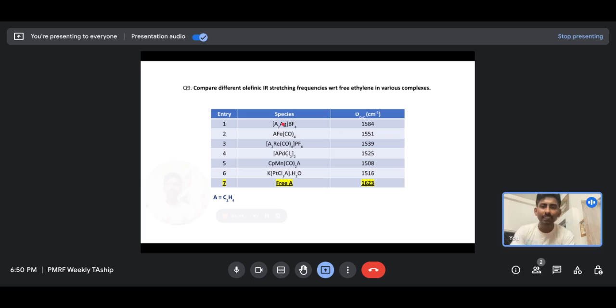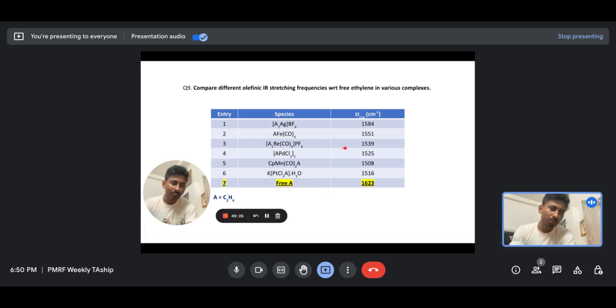So what happens in this case? This is a rhenium CO 4 complex. You can see rhenium is in the plus 1 state here also, not like Ag plus. But here you can see that the value is even dropped down. What happens in this case?